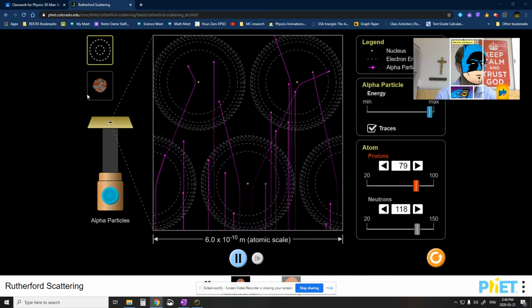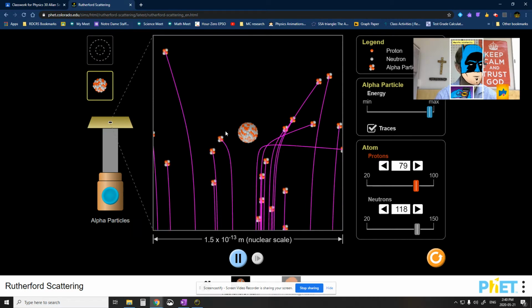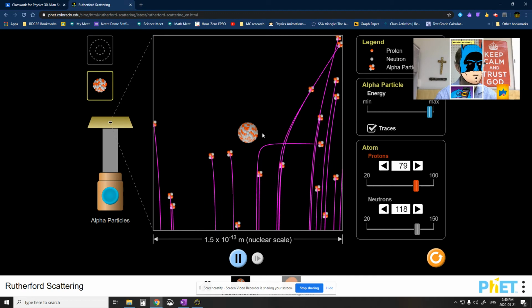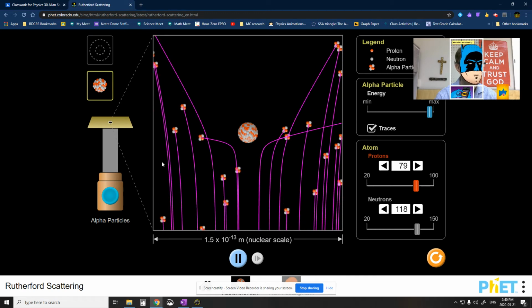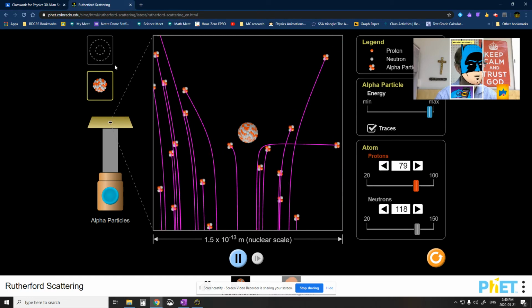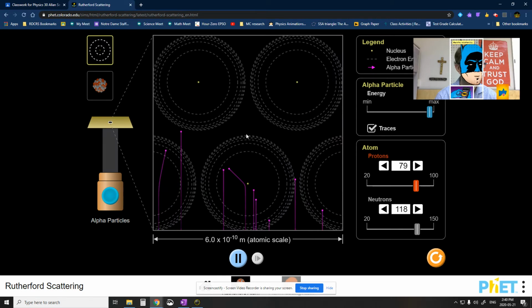Okay, here's a more one-on-one example. You can see these alpha particles now being pushed around by the positiveness of the nucleus, but as you're further away over here, you notice that you're not being deflected as much. So that's what he saw from his experiments.